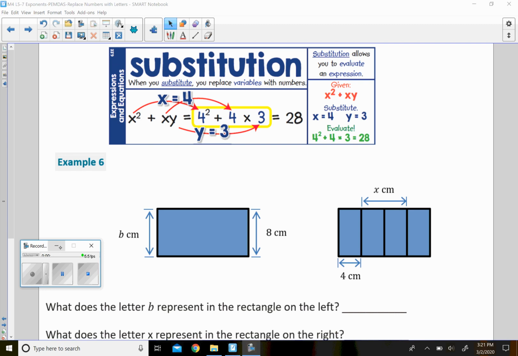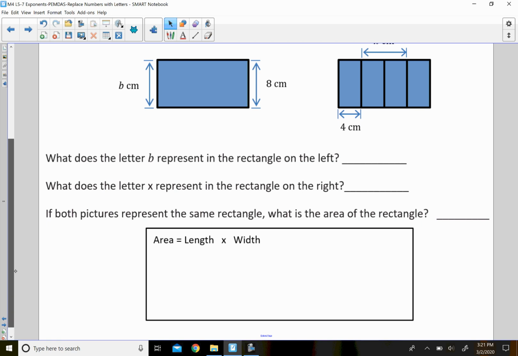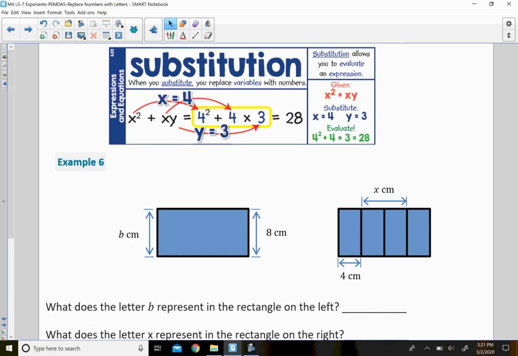All right, sixth graders, so we are in our notes on page 17, I believe it is. We're going to go through some substitution. We did start this yesterday, so we're going to review this and then keep going. Substitution is when you substitute or replace a variable with a number.